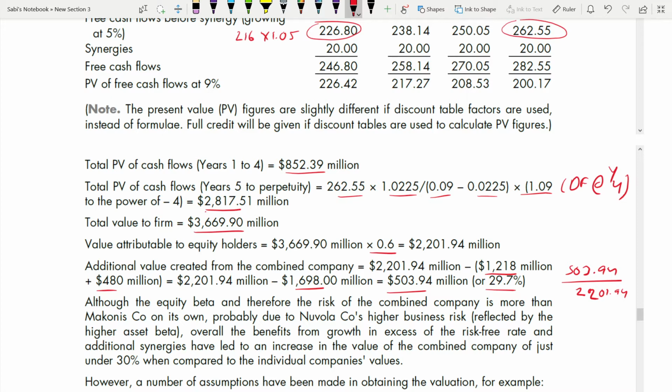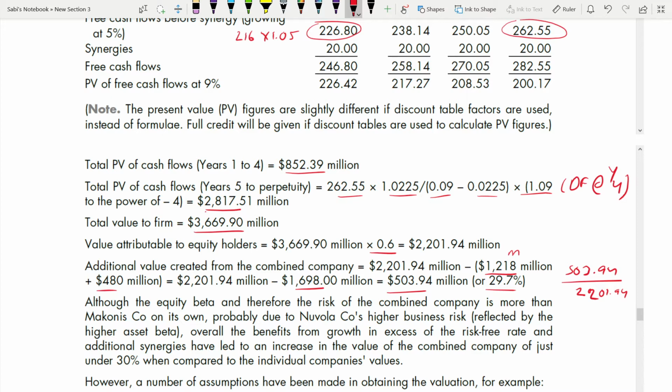Okay. Because this is the share of the combined, the two separate companies, 1218. This is the Makoni company's value. How did we find their value? Number of shares into equity, the share price. And 480 was for whom? For Nuvola.